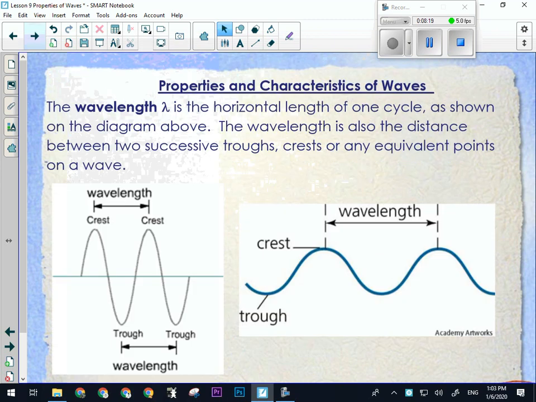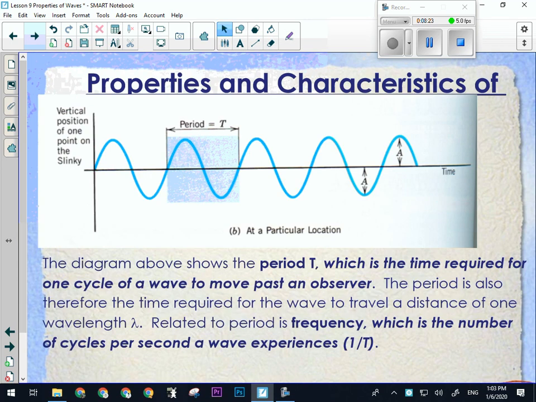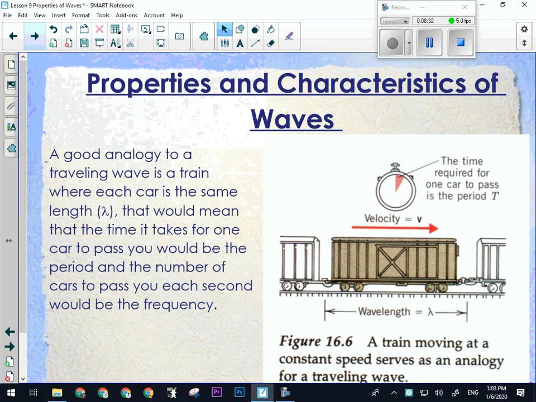All right. So we just talked about wavelength. The time for one wave to pass you is its period. The number of waves that go by every second is the frequency. We talked about that already as well. A good analogy of this is actually a train. If you're standing beside the tracks, watching a train go by, the length of a wave would be like the length of one car. The time for one car to go by would be like the period of the train, assuming each car is the same length.